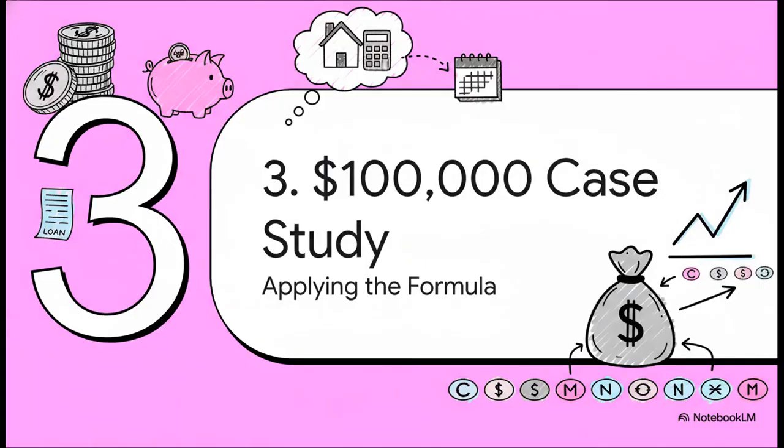All right, the theory is now locked in. Let's move from the abstract to the practical. We're going to apply this exact logic to our initial business problem and figure out the precise monthly cost of that $100,000 loan. Let's see it in action.